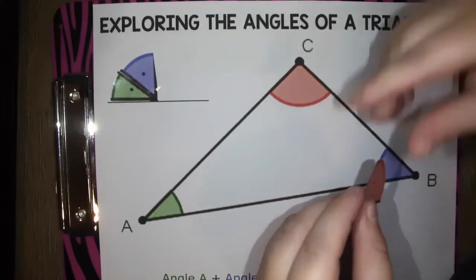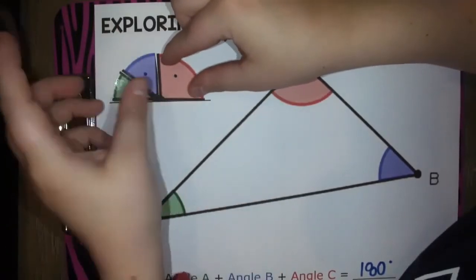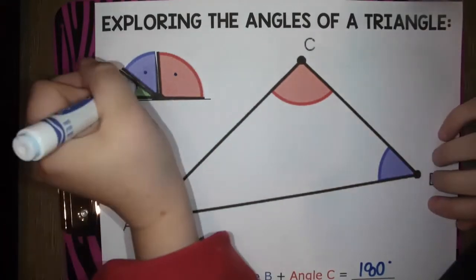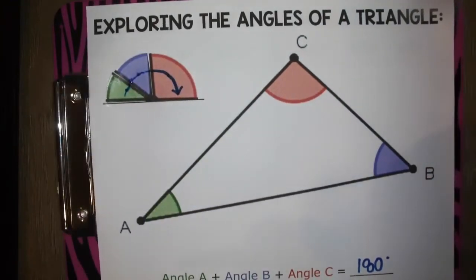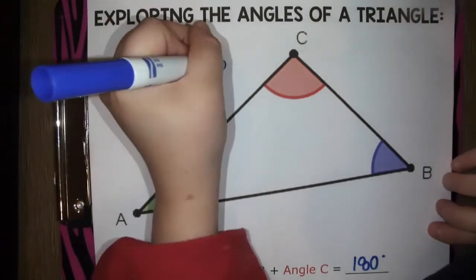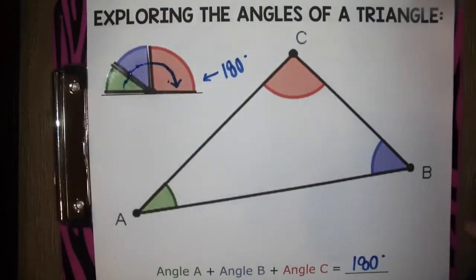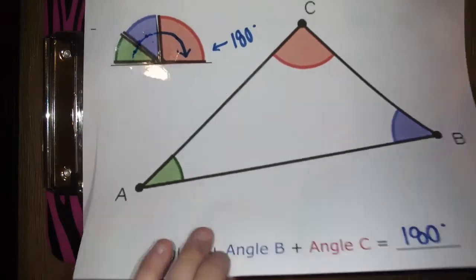Then I'm going to go and place angle C in there. And if you look at this, all of those angles together fill up the entire straight line. Now, if you remember from our previous lesson, what are straight lines equal to and measure? 180 degrees. So that is why all of the angles in a triangle add up to 180 degrees. So every single time you're presented with three angles that equal 180 degrees, you can use them to make a triangle. Continuing on the next page.